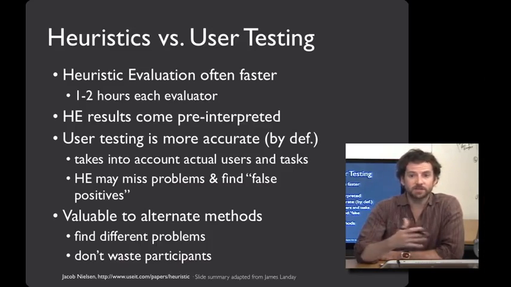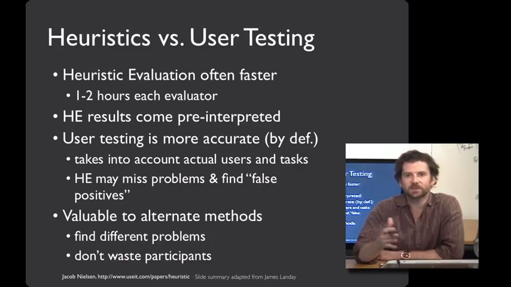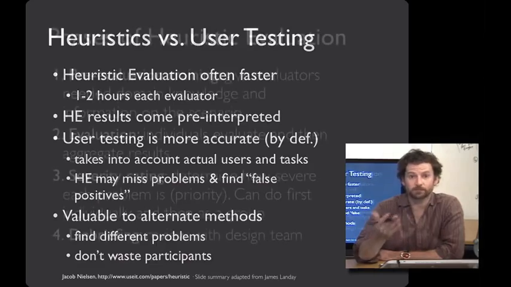Now, conversely, experts walking through your system can generate false positives that wouldn't actually happen in a real environment. And this indeed does happen. And so user testing is, by definition, going to be more accurate. At the end of the day, I think it's valuable to alternate methods. All of the different techniques that you'll learn in this class for getting feedback can each be valuable, and by cycling through them, you can often get the benefits of each. And that can be because with heuristic evaluation and user testing, you'll find different problems. And by running HE or something like that early in the design process, you avoid wasting real users that you may bring in later on.